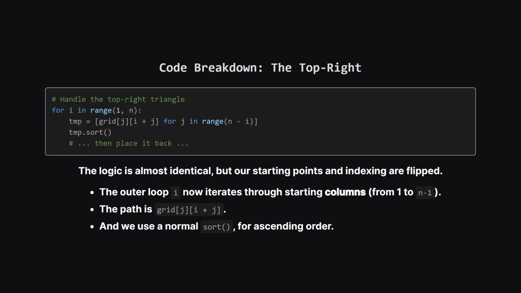Now for the top right triangle, the process is incredibly similar. The main difference is how we pick our starting points. Instead of iterating down the first column, our outer loop i now iterates across the first row, starting from the second element. The indexing inside is also slightly different to trace these upper diagonals correctly. And, of course, we use a regular sort to put the numbers in ascending order.